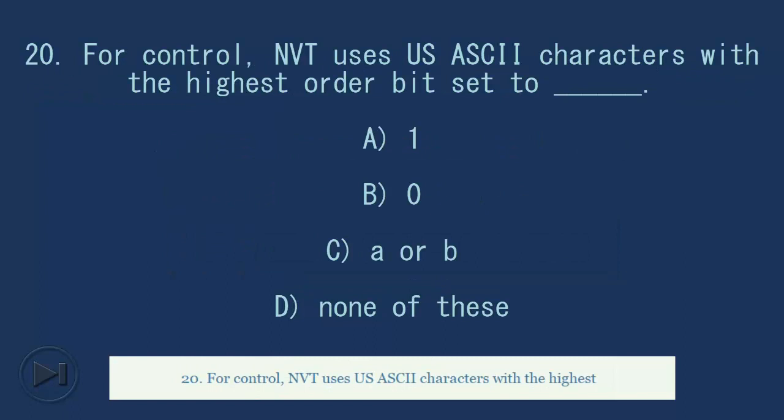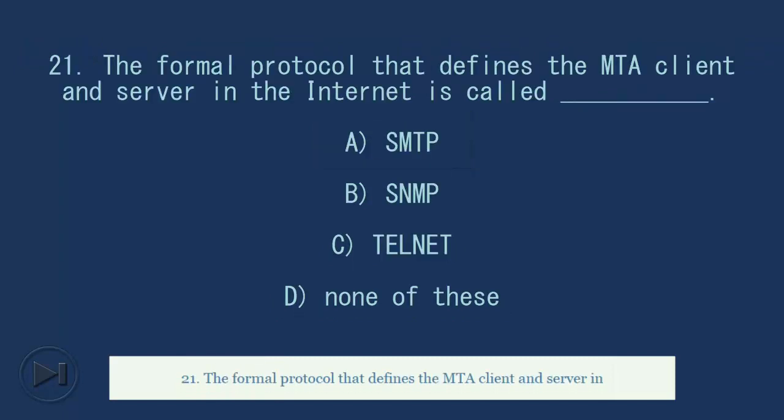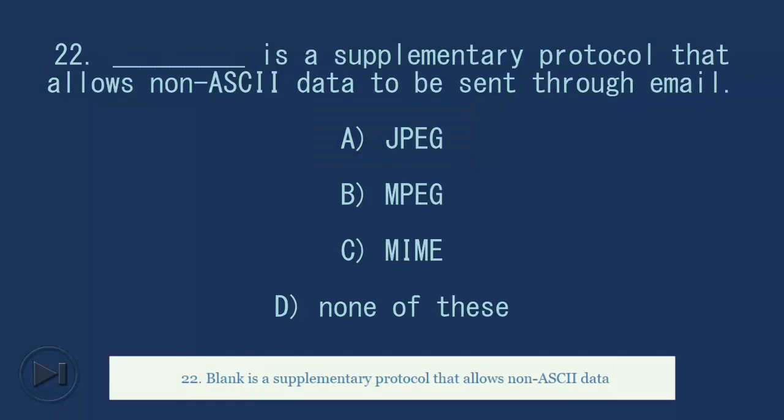20. For control, NVT uses US ASCII characters with the highest order bit set to blank. A. 1. B. 0. C. A or B. D. None of these. Answer, A. 1. 21. The formal protocol that defines the MTA client and server in the internet is called blank. A. SMTP. B. SNMP. C. Telnet. D. None of these. Answer, A. SMTP.